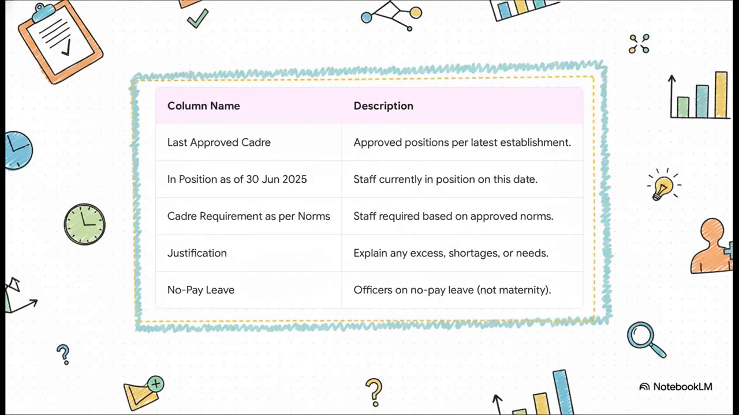Here it is, the core of your task. For each staff type, you'll start with the last approved cadre. That's the official number of positions you're supposed to have. Then, you'll put the number of people in position on that key date. Next up is the cadre requirement as per norms, which is how many staff you should have based on official standards. Then you've got the justification column. This is your space to explain any gaps or excesses. And finally, you'll list any staff on no pay leave. Just be sure to exclude maternity leave.